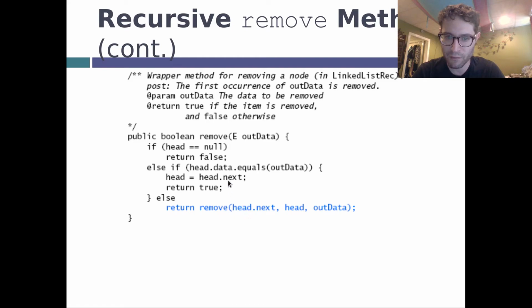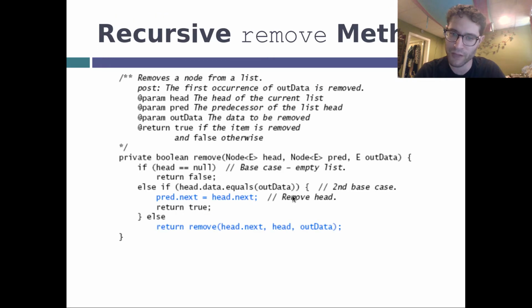Otherwise, we tell the guy after me to remove. So we want to say remove from the list starting at head.next, remove this data. And in case you do have to remove the guy after me, here I am so that the list doesn't completely get all tangled up. So we'll see how that works in just a second.